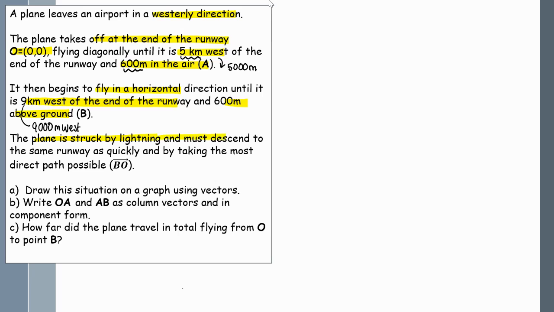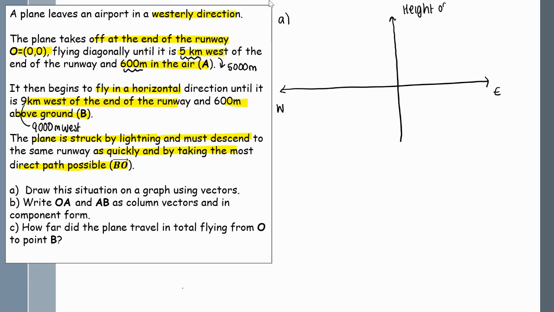A plane is then struck by lightning at point B, and it must descend to the same runway as it came from as quickly as possible by taking the most direct path called BO. We're going to sketch this situation. So let's have our 2D plane. This is a 2D question. We know where east is, west is, and then my vertical axis will be how high or low the plane is to the ground.